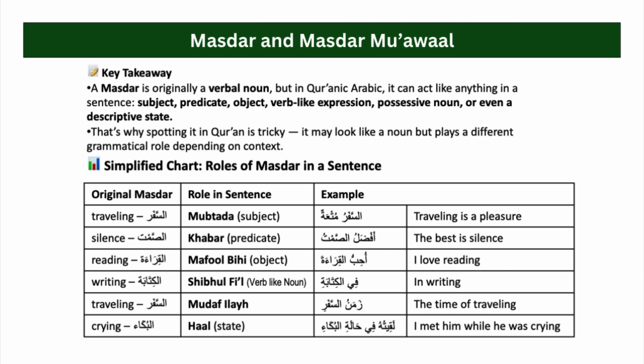The verb uhibbu needs an object, something to love. That object is al-qira'ata, which is the masdar. So the action reading becomes the object of another verb.